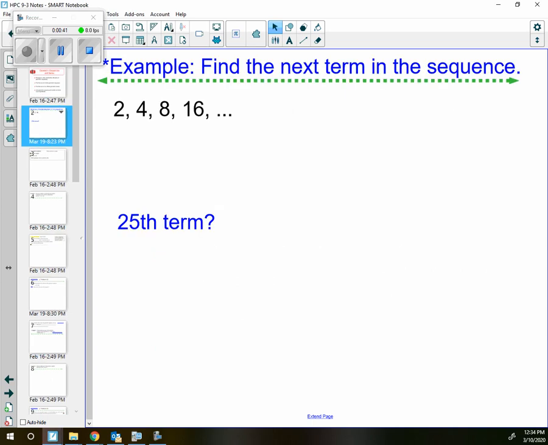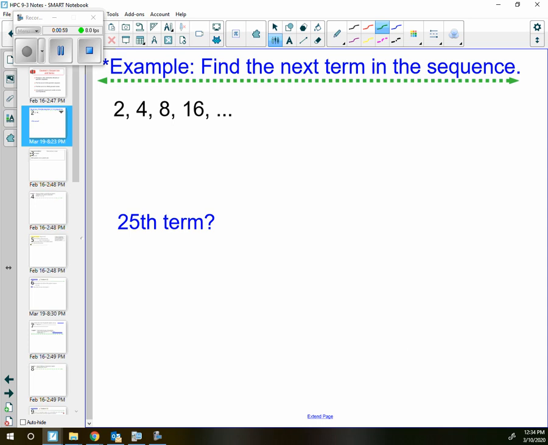So we're going to go ahead and add this example in. We're going to talk about a good example of something that is geometric to give you a little background on what these kinds of sequences look like. So we have 2, 4, 8, 16, and it keeps going. We'd be looking for how we get from one term to the next.